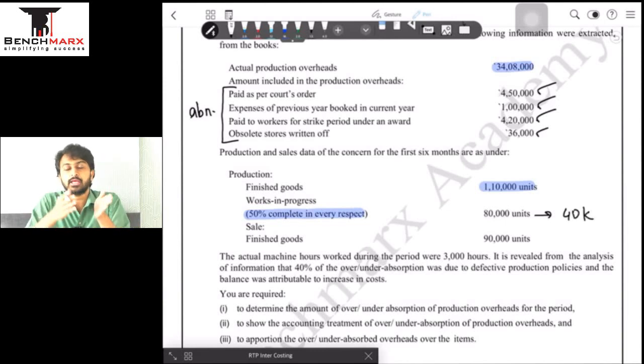Yes, because I am expressing my WIP in terms of finished goods, because I will need to find a supplementary rate, and for the supplementary rate I need to divide by the production, and I can't include goods produced plus semi-finished goods. Both have to be equal, so I will need to convert or express WIP in terms of finished goods. 50% in all respect means 80,000 goods in WIP 50% ready is as good as saying 40,000 goods fully ready, and this will be used to find my supplementary rate, which in fact will be used to allocate cost to respective type of goods.